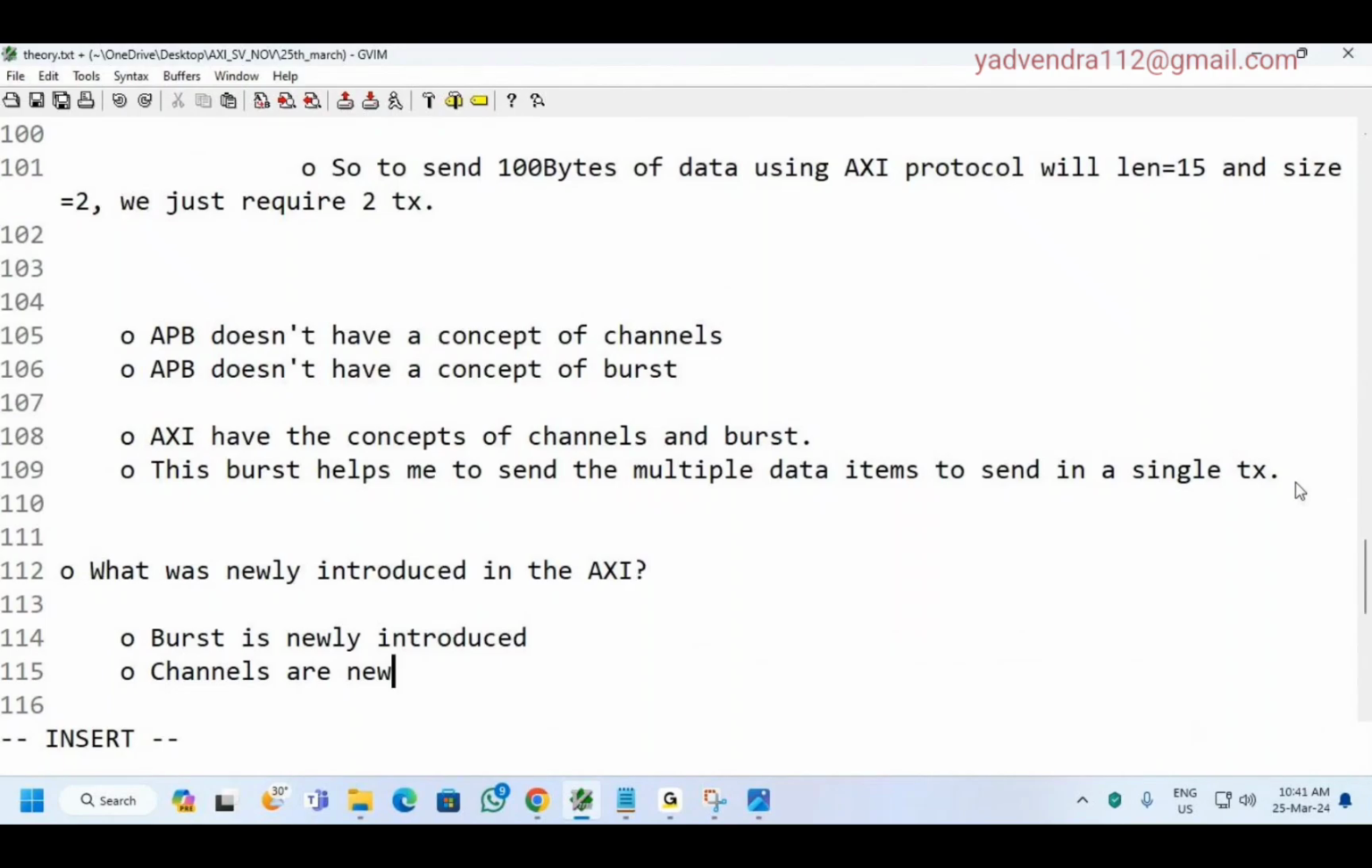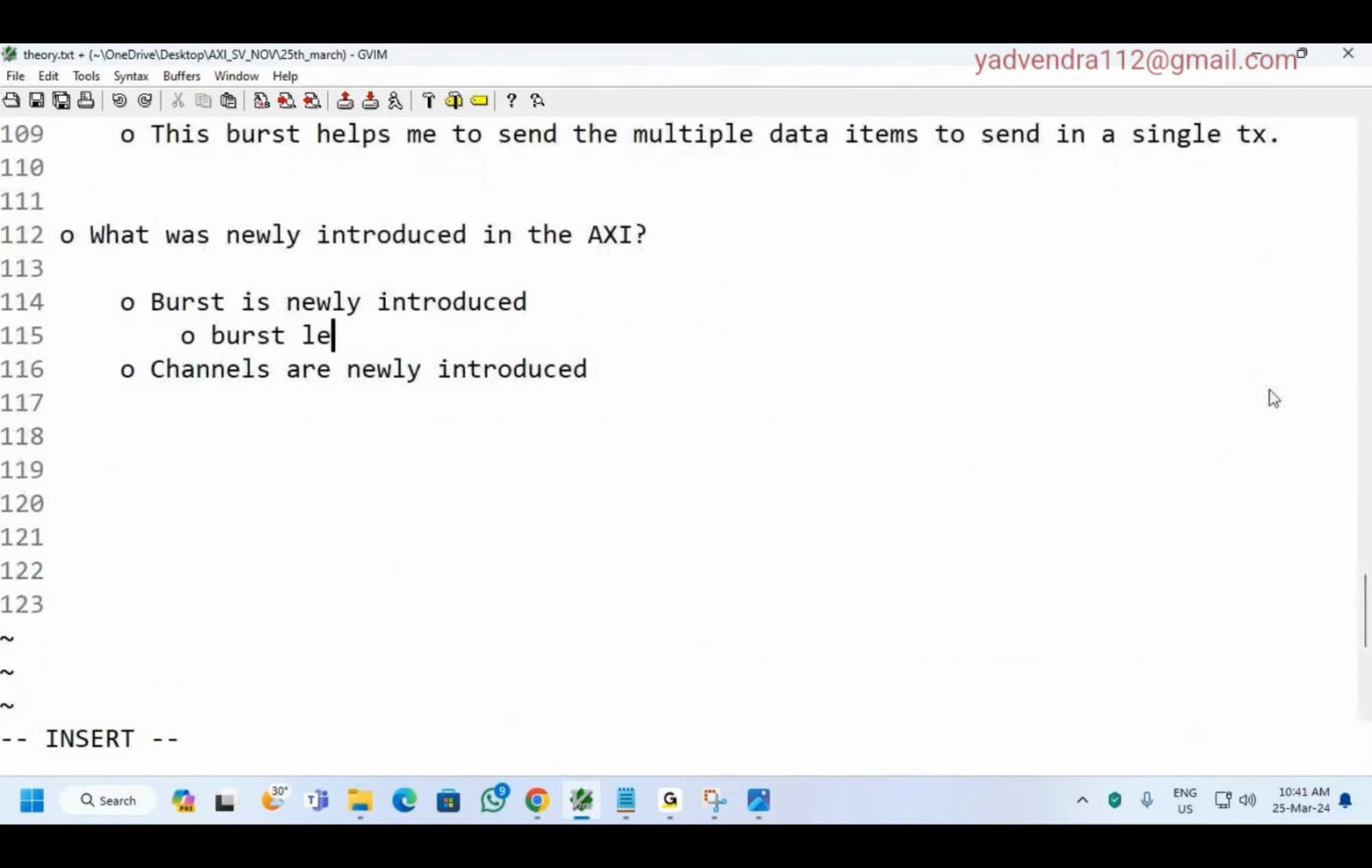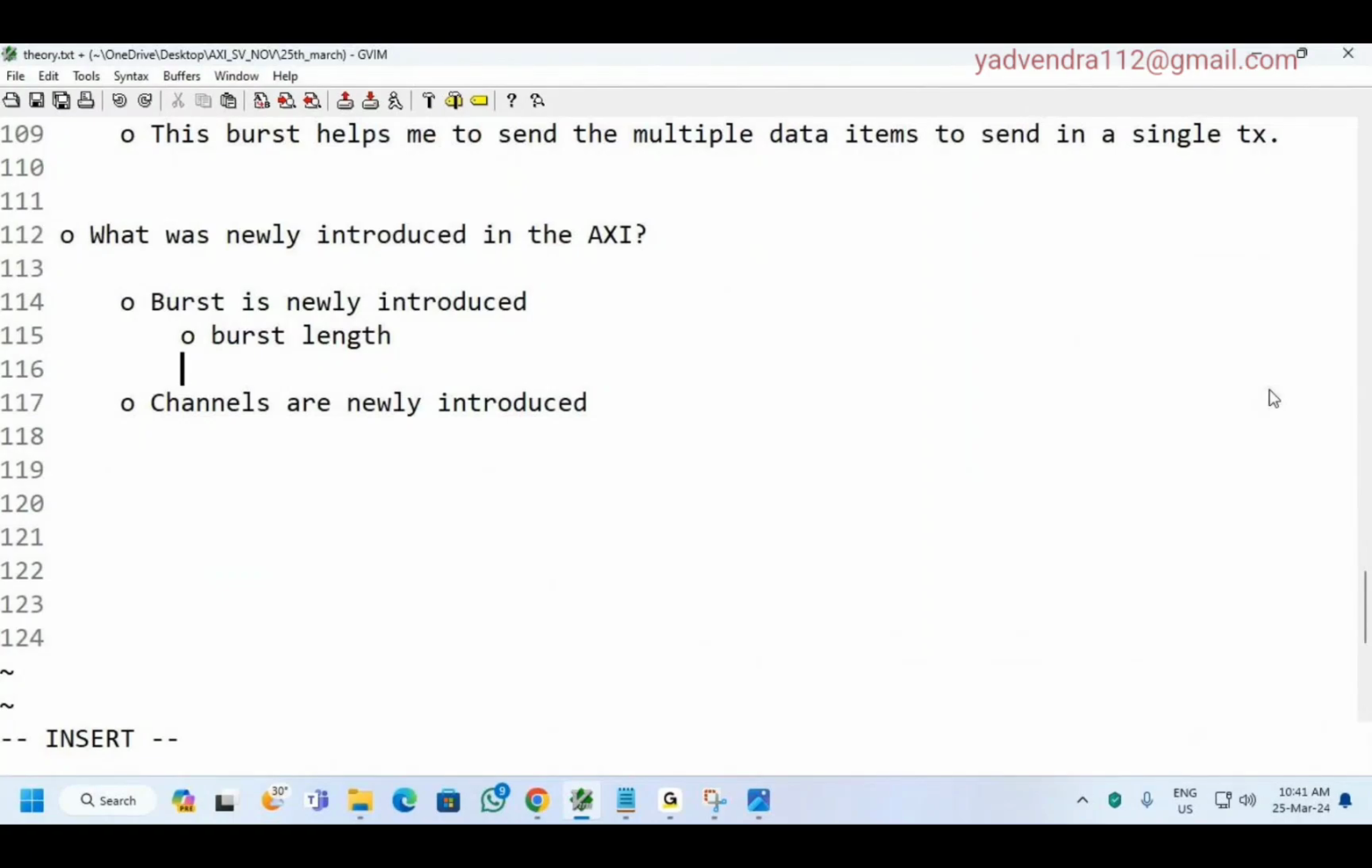Channels are newly introduced. So I am talking about burst. Burst consists of burst length. Just now we have discussed what burst length is. Burst length is how many data items I need to send in a single transaction, so it tells the numbers. Burst size is how much size each data item has when I send it.